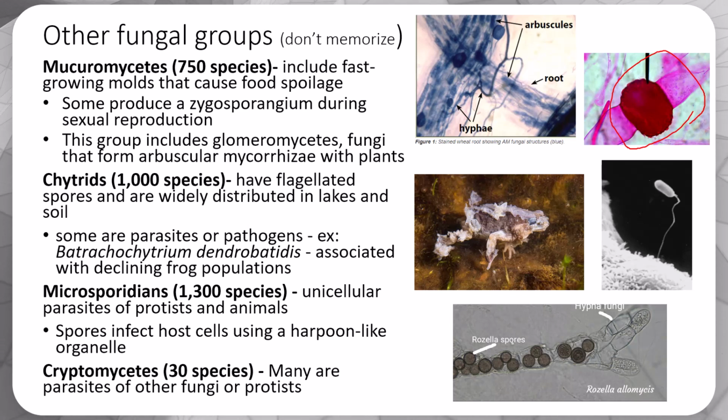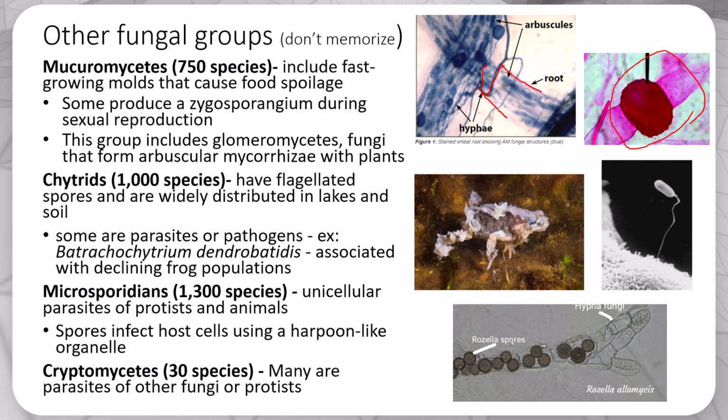Some of them form arbuscular mycorrhizae inside of, this is a root, right? And then there's mycorrhizae that grow inside of the root and around the root to increase the surface area of the root. There are chytrids, which have flagellated spores, and they're widely distributed in lakes and soil. They are also infamous for their role in declining amphibian populations. There are different species of chytrids that infect different amphibians.